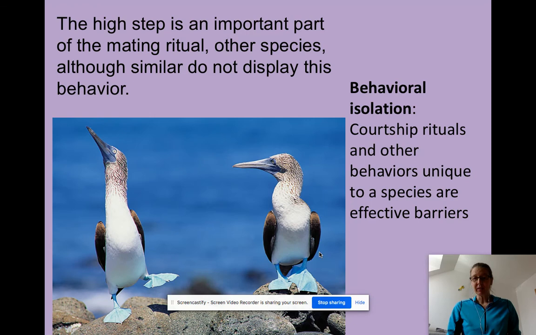And behavioral isolation is when certain parts of the population might start to develop courtship rituals that are really important. Courtship rituals in birds are a pretty big deal. What they show, they say, hey, I'm the same species as you. I'm not a threat. I'm not trying to hunt you. So I'm going to show you this cool pattern of stuff so you know that I am okay. I'm not a threat.